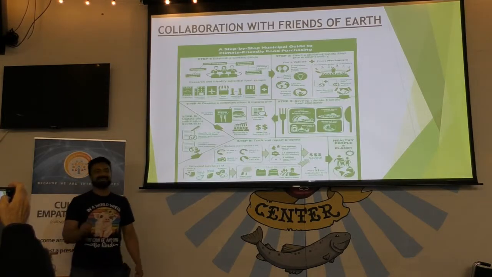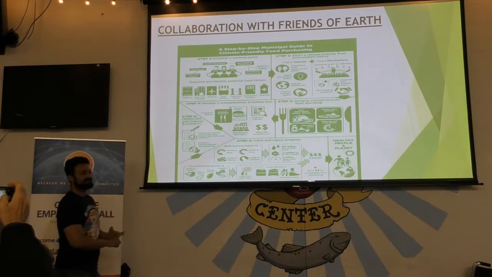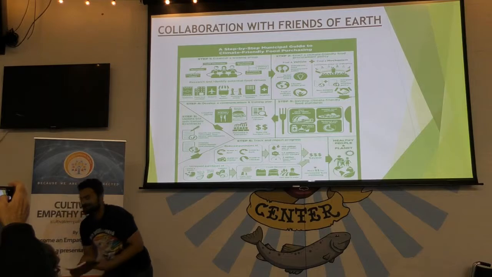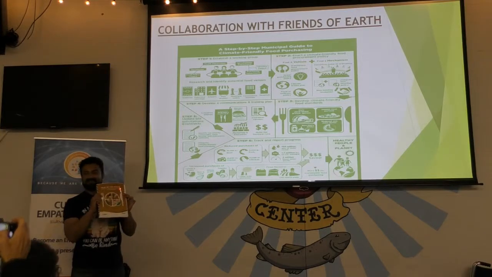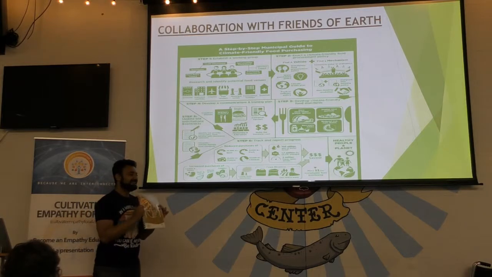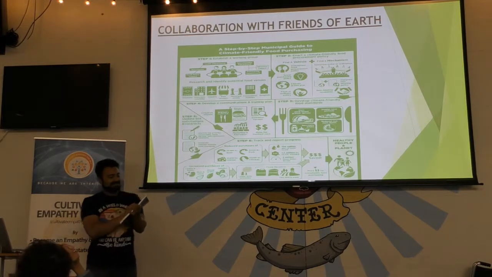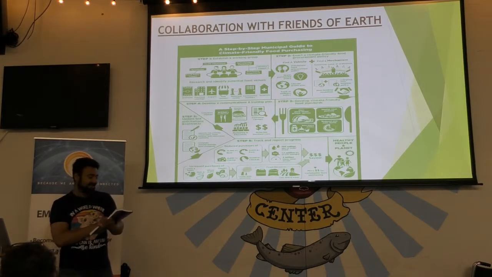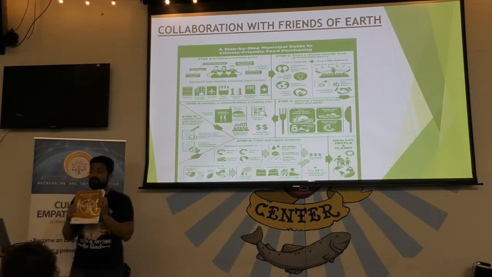We don't only ask them to pass Vision 2025, but we also provide them the municipal guide to reduce the consumption of meat and dairy in their community. This is a manual that was produced by Friends of the Earth, and it is a municipal guide to climate-friendly food purchasing policies.